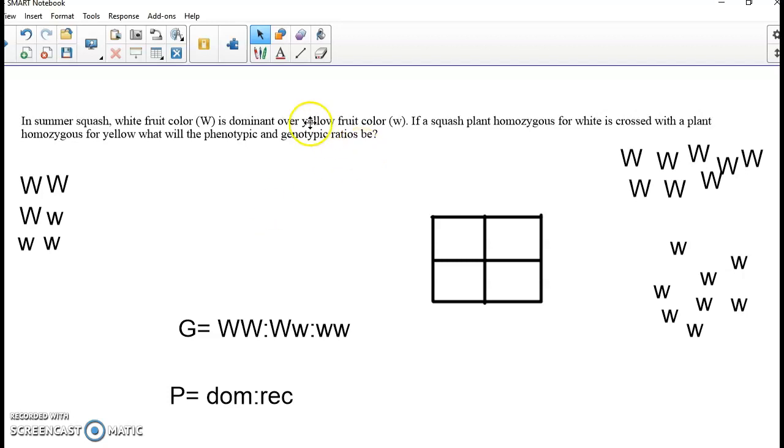So if I take a look here, it's telling me the scenario, and then the last thing it's asking is what are the phenotypic and genotypic ratios? That's what we want to find in this problem. So we haven't really talked about that yet, and we're going to do that now.